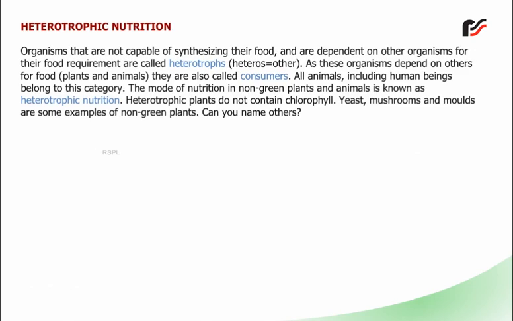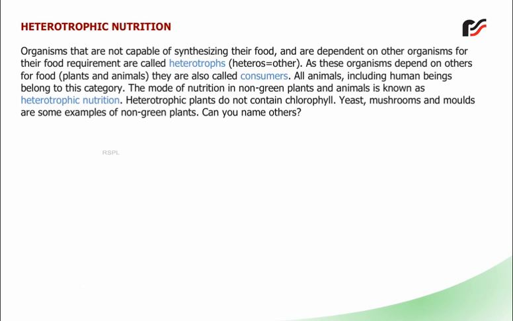Heterotrophic nutrition. Organisms that are not capable of synthesizing their food and are dependent on other organisms for their food requirement are called heterotrophs. Hetero means other. As these organisms depend on others for food, plants and animals, they are also called consumers.